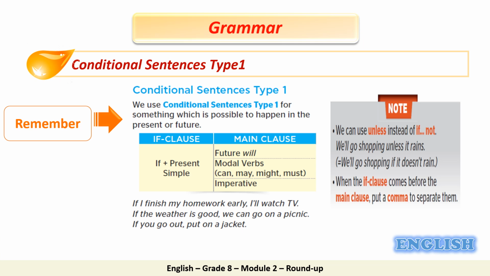We can also use unless instead of if not. Like if I say, we will go shopping unless it rains, and so on. Please review this and pay attention in the use of if. Conditional sentence type 1, as I said, we use it when we speak about possible actions, like it might happen. Alright.